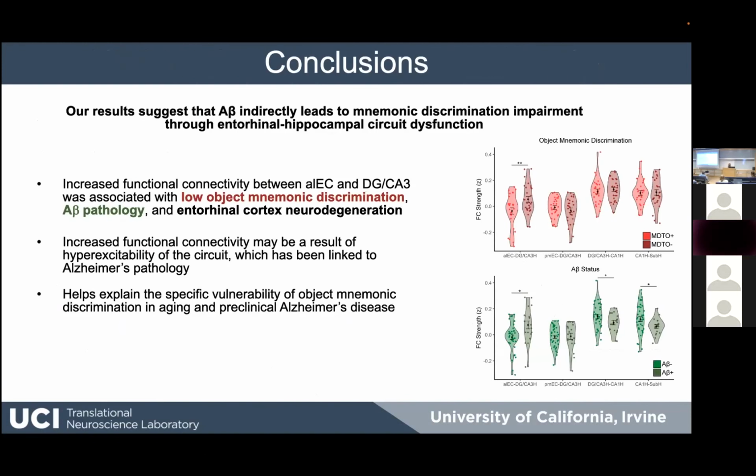Just to quickly sum up, our results suggest that amyloid may indirectly lead to mnemonic discrimination impairment through changes to entorhinal-hippocampal circuit integrity. And this might also help explain the specific vulnerability of object mnemonic discrimination in aging and preclinical Alzheimer's disease.